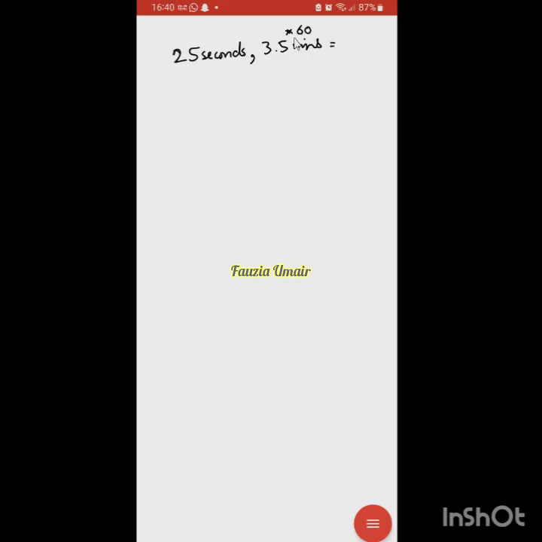If you multiply 3.5 with 60, this decimal will be gone with this 0. So 6 5s are 30, 6 3s are 18, so this is 210 seconds. Now we can write this as a fraction, 25 seconds to 210 seconds. The units are now equal, so we need to convert it into percentage by multiplying it with 100.